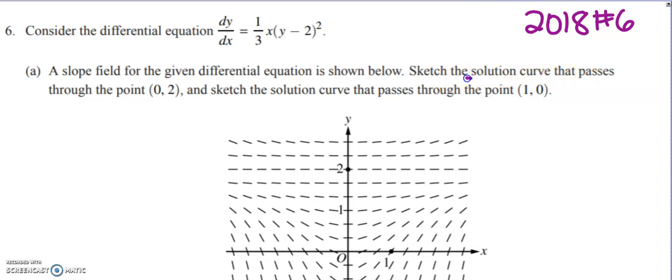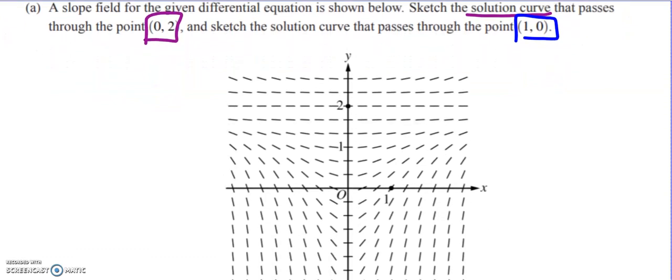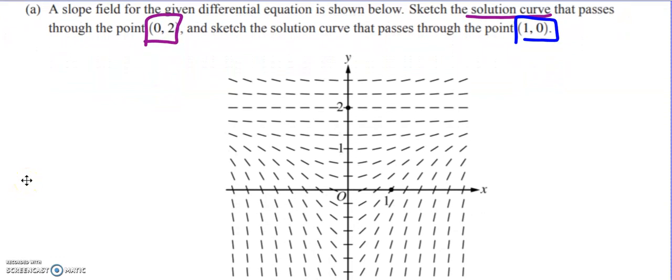Sketch the solution curve, so that's the particular solution that passes through the point (0, 2), and sketch the solution curve that passes through the point (1, 0). So both of these, I'm going to do the blue one first, actually, to talk about. So this one, (1, 0). So I want to go to that point, which they already have plotted for us.